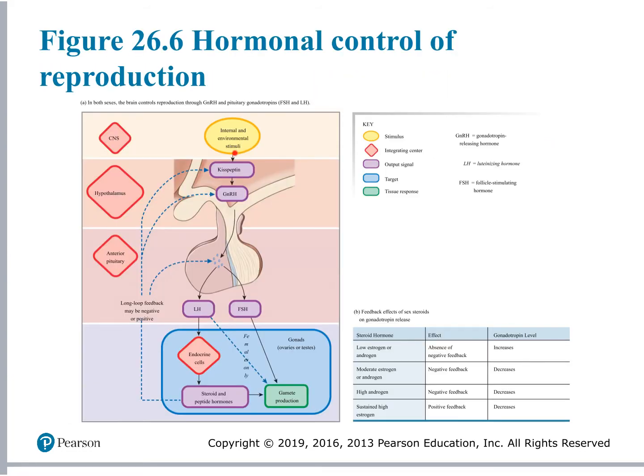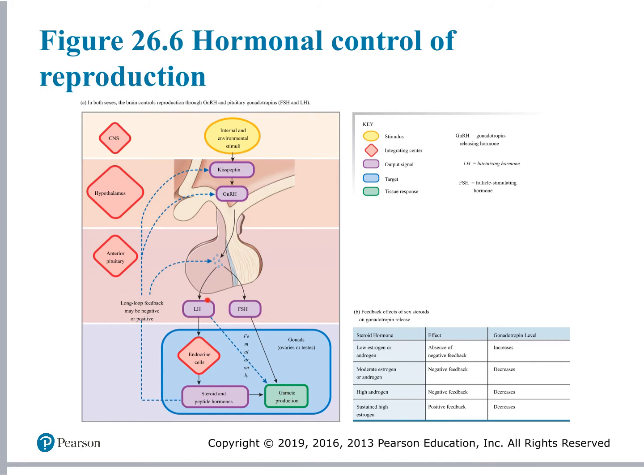All right, so we have gonadotropin-releasing hormone that comes from the hypothalamus, targets the anterior pituitary right here, and stimulates the production of FSH and LH. LH is the hormone that targets the endocrine cells in order to produce estrogen or testosterone. FSH is going to target the ovaries and the testes in order to produce the gametes, which are going to be the sperm cells or the sex cells.